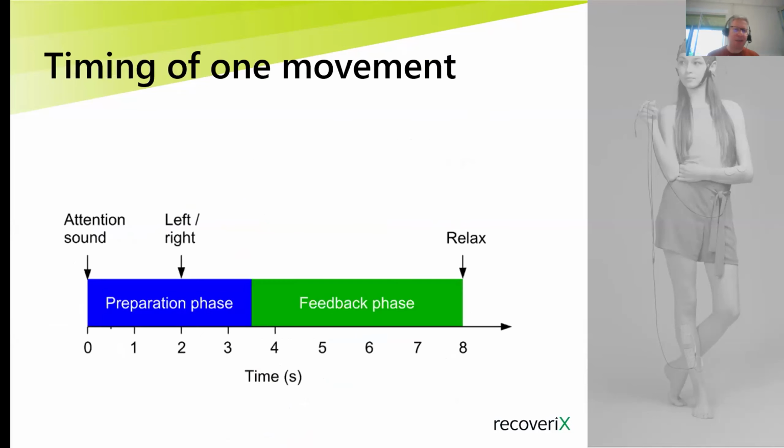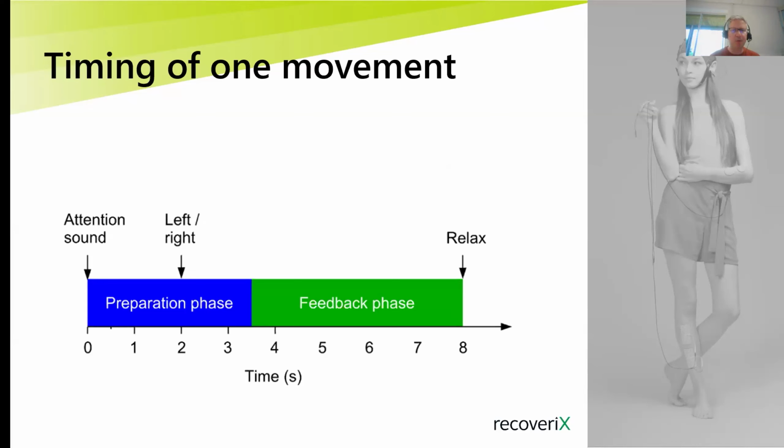So this is the timing within recoveriX. You always get a task, try to imagine to move your hand or your leg. And the timing of one movement is these 8 seconds, as you see it here, where at second 0, there's a short attention sound displayed. And at second 2, you have the cue telling you which side to imagine, left or right. And then the feedback phase starts at 3.5 seconds until 8 seconds.